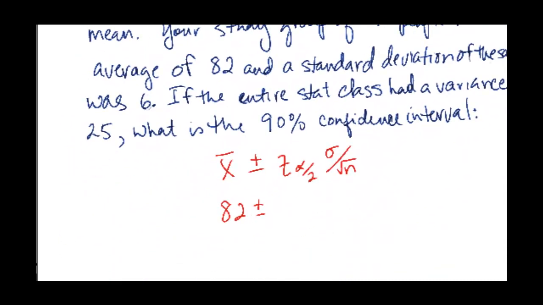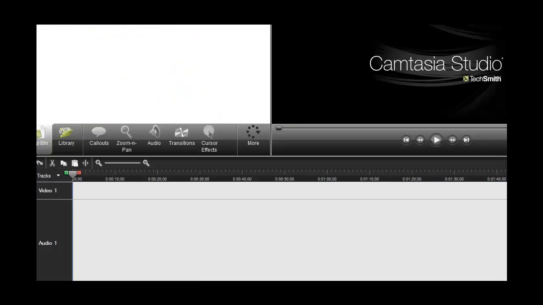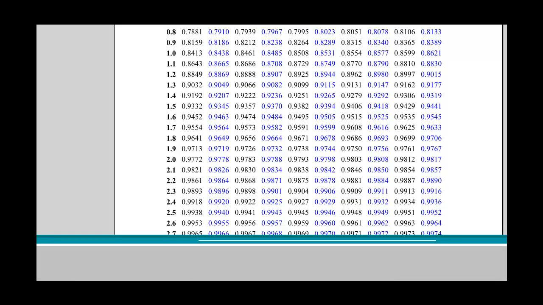Just so you know where that came from, I'll be nice and go to the z-score table. And if you look up 0.950, it gives you 1.64 if you look at that number right there.